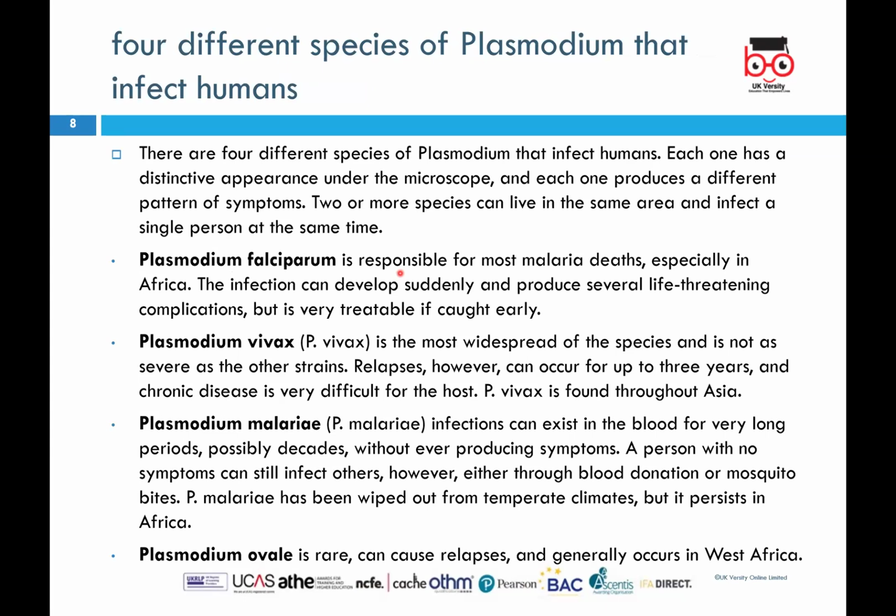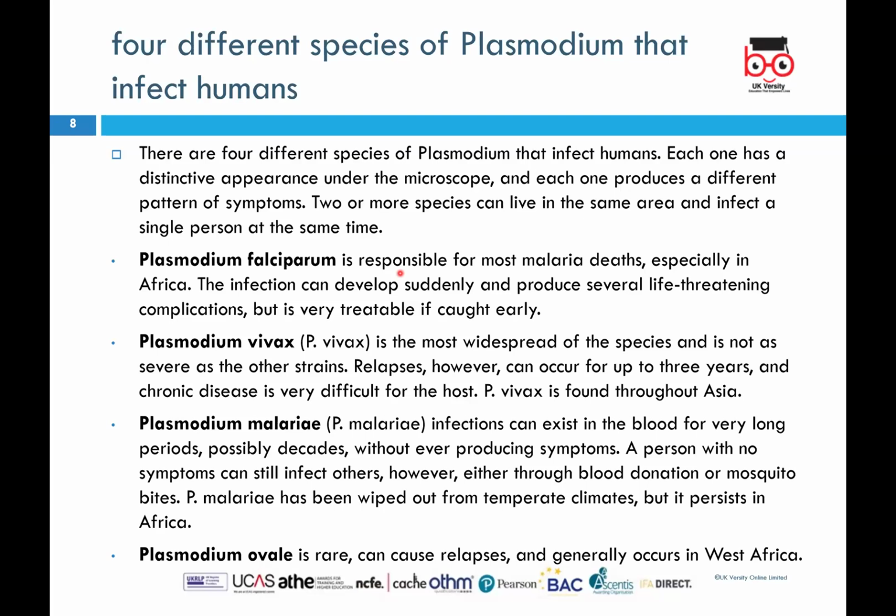Plasmodium falciparum is responsible for most malaria deaths. It is fatal, especially in African countries, and the infection can develop suddenly and produce several life-threatening complications, but it is very treatable if caught early. Plasmodium vivax is the most widespread of the species, and it is not as severe as other strains. It can relapse, so once you have it you can have chronic disease, which is very difficult for the host. Chronic diseases are those that last for a very long time. Plasmodium vivax is found throughout Asia.